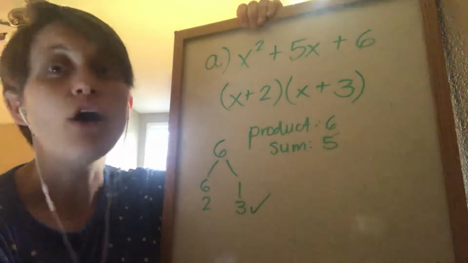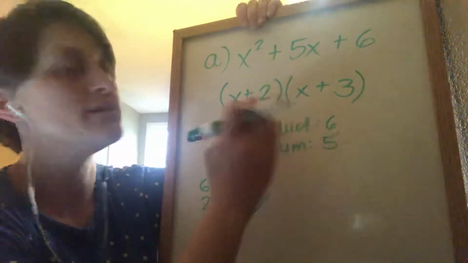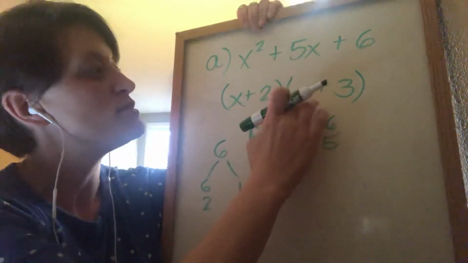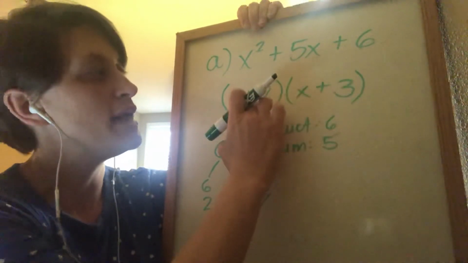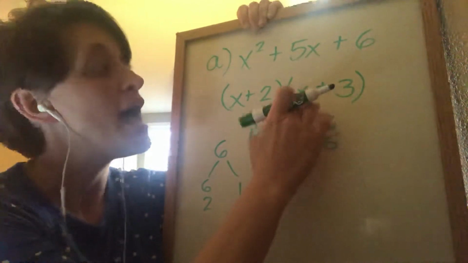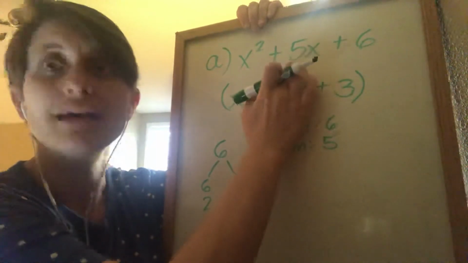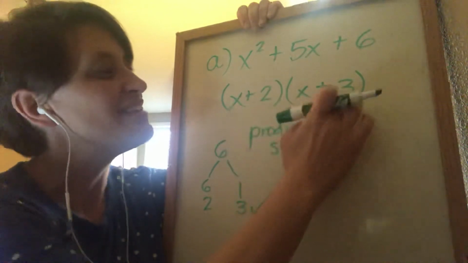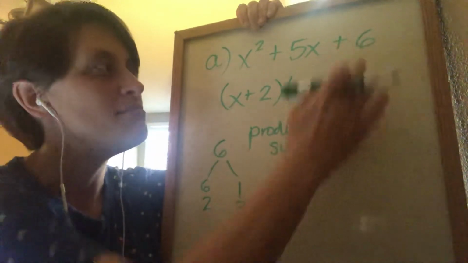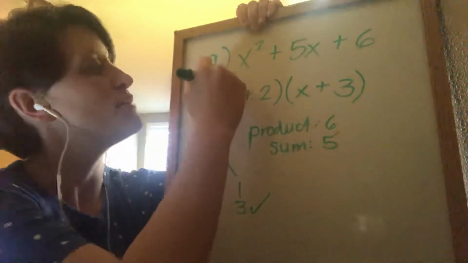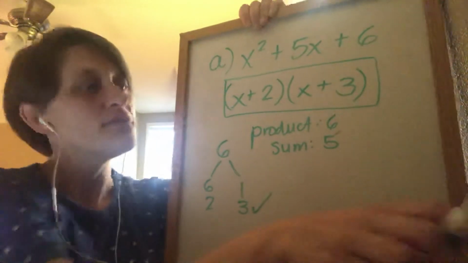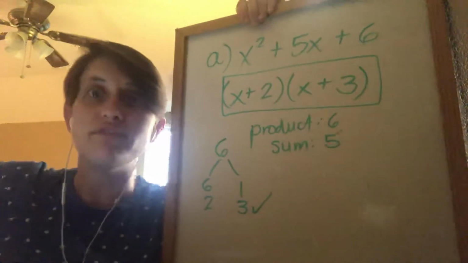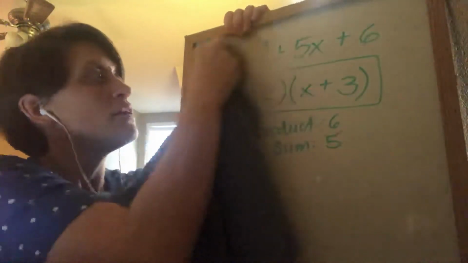If you want, you can always check by foiling or doing the distributive property. First times first is x squared. That's good. Outers, 3x. Inners, 2x. Add together a 3x and a 2x, and we get a 5x. And finally, the last, 2 times 3, makes 6. So we factored correctly, and this would be our answer. That's how we factor things that have a leading coefficient of 1. Let's do some more just so we get comfortable with it.